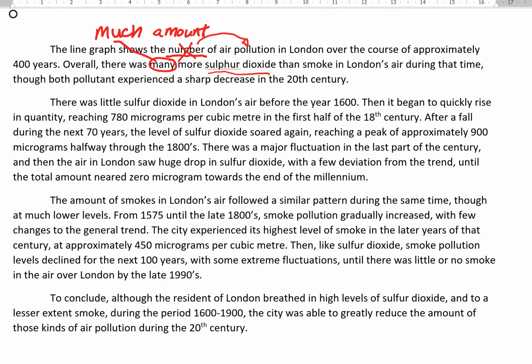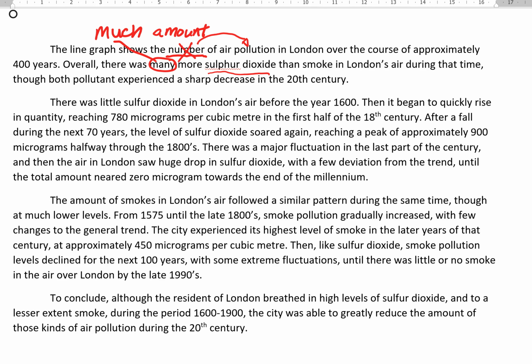Of course, in more informal texts, you can use a lot of. When you're speaking, you can use a lot of with both, right? Okay, so there was much more sulfur dioxide than smoke in London's air, right? Air is non-count, so that's fine.